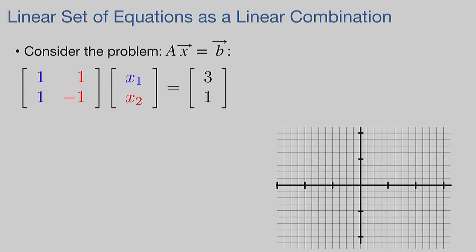Let's go and try to understand. Let's think about a linear set of equations as a linear combination. So let's consider this problem, AX equals B. This is my matrix A, and this is the unknowns. How many unknowns? 2 unknowns. And then this is the result. Okay? And now I want to solve this.